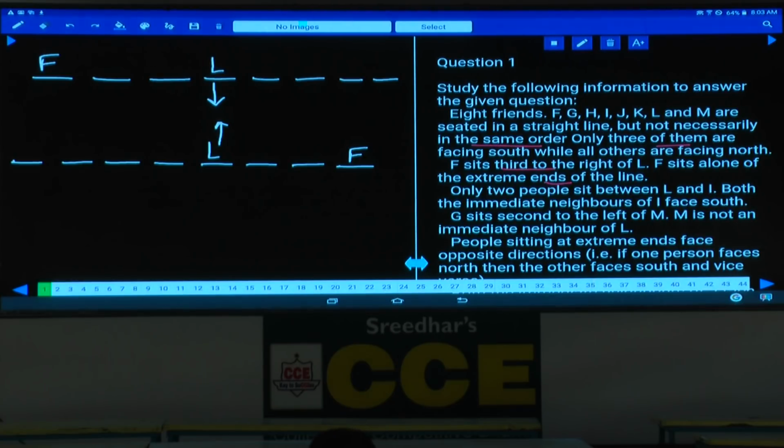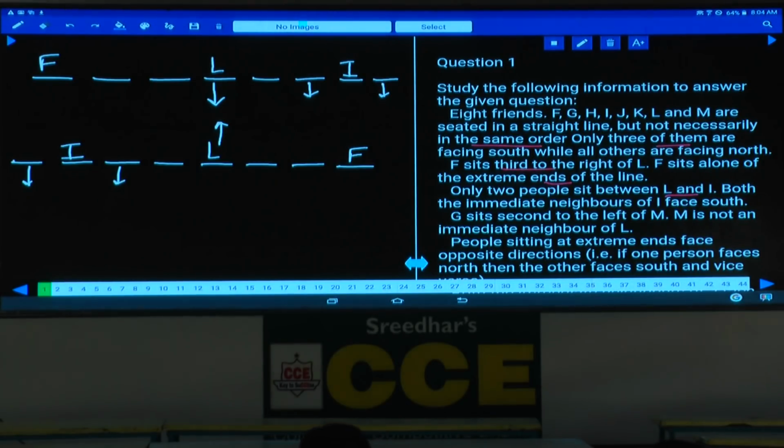Only 2 people between L and I. How many persons are in between L and I? 2 people. Hence, I must be here in this case. And in this case, I must be here, second from the left or second from the right. And only 2 people between L and I. Both the immediate neighbors of I face south. Immediate neighbors of I face south in both the cases. Now in this one also, immediate neighbors of I face south.